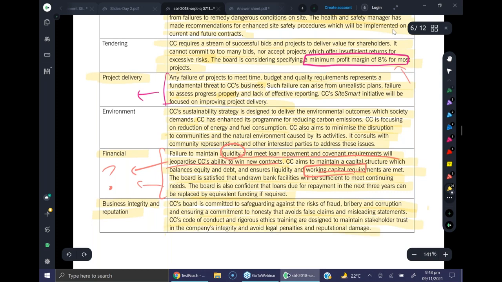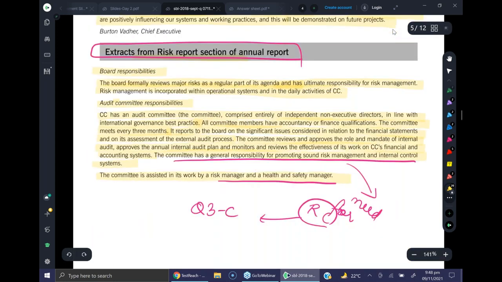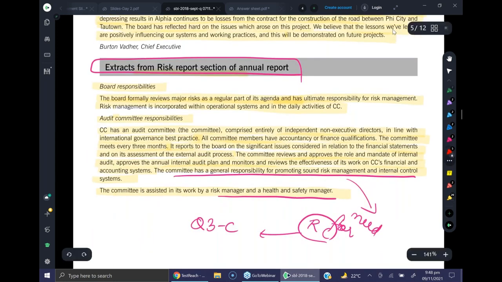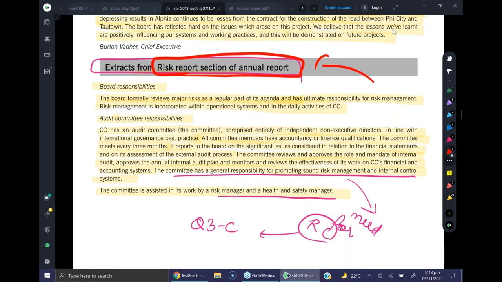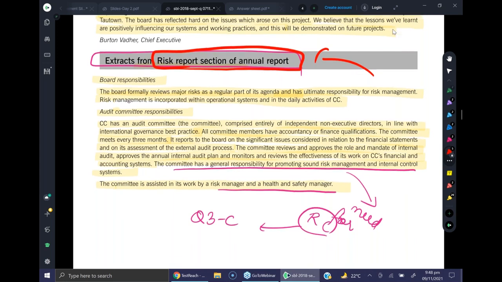Okay, now where are these specific risks mentioned? These risks are mentioned in the risk report section of the annual report. So they have claimed that they're taking care of all these risks. Am I right? Please confirm if you're clear on this. So the things are actually mentioned in the annual report, so they are important. So CC is responsible for these claims and can be held accountable.